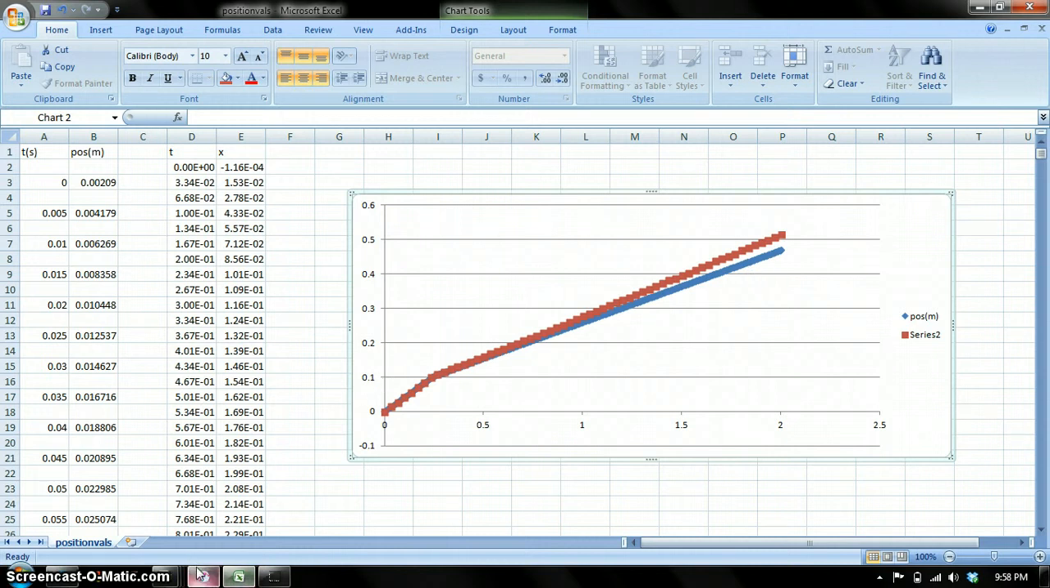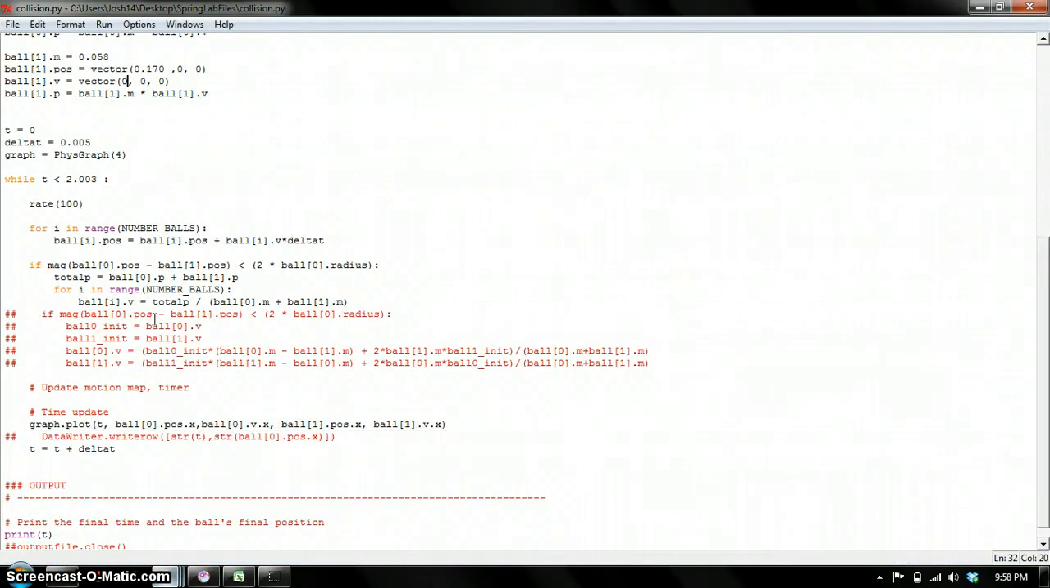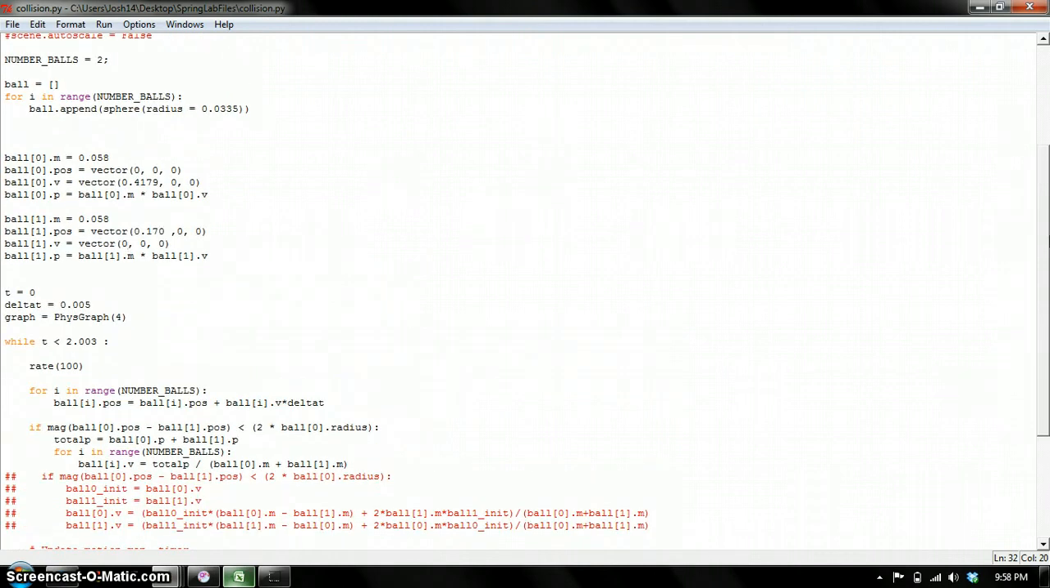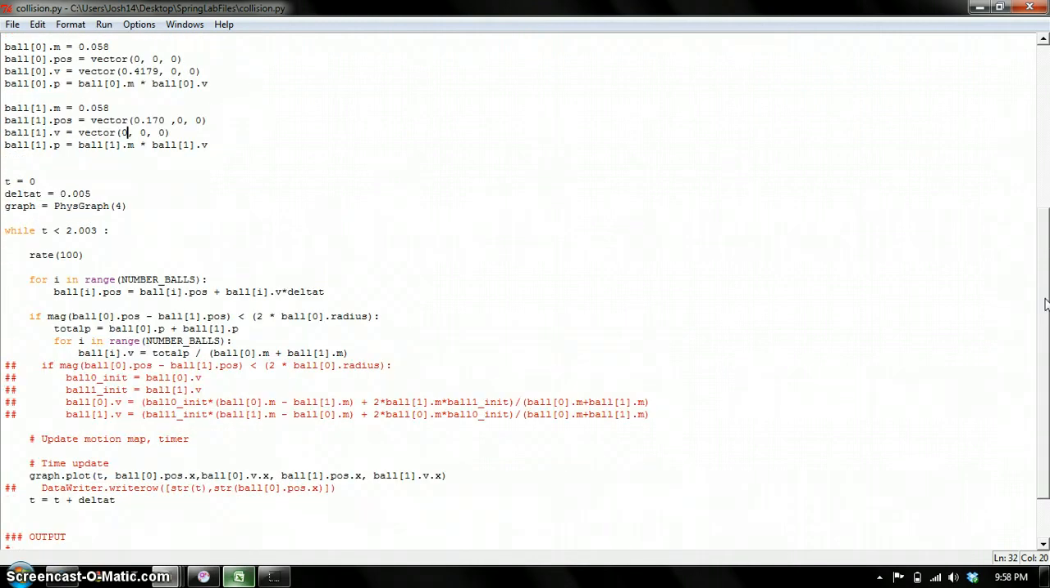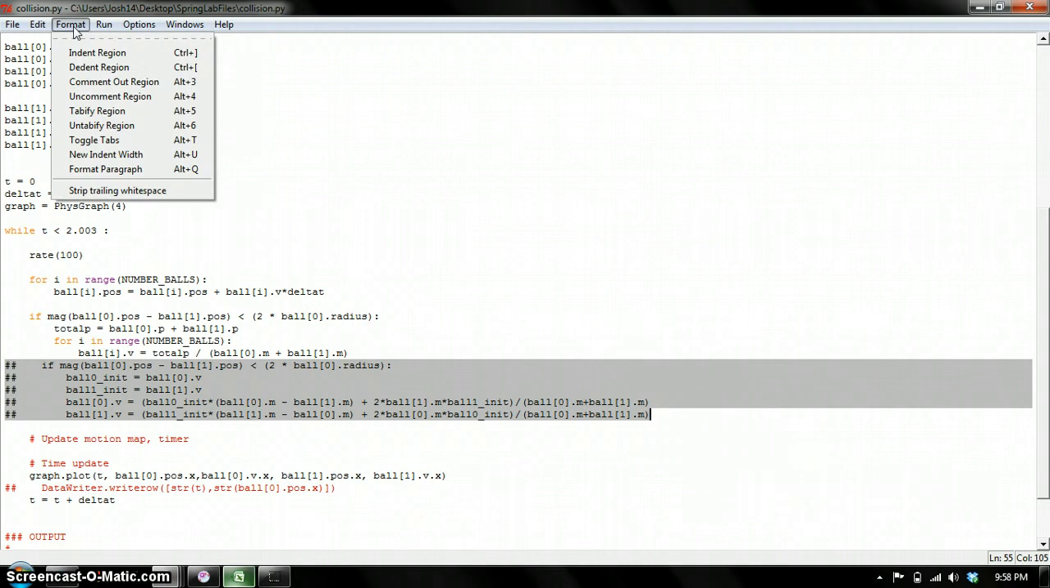So what if this collision, well, as we saw from the data, the velocity was essentially halved. It was halfway between 0 and the 0.4179. So velocity was half when a ball collides inelastically with another object of the same mass. So what if this was a perfectly elastic collision?